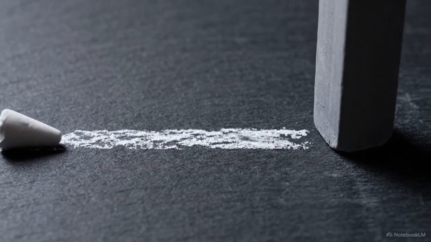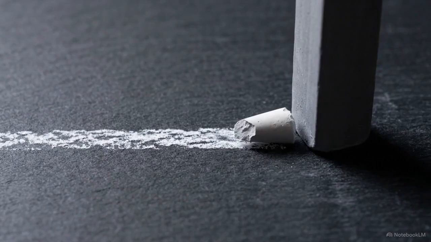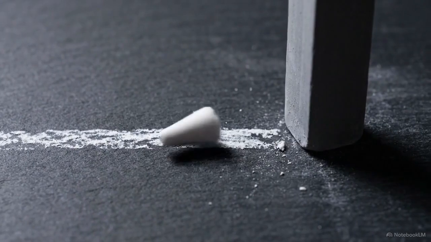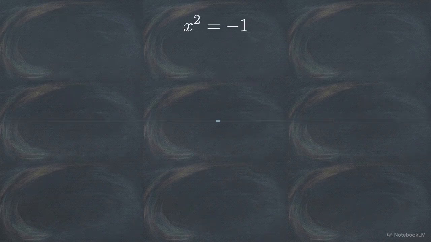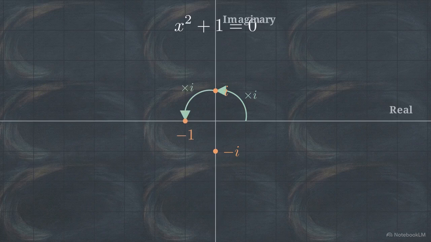Take the quadratic equation, x squared plus 1 equals 0. If you try to solve this on the standard real number line, you hit a wall. Square any real number, and the result is always positive. The math stops. To bypass that barrier, we rotate the axis 90 degrees. We leave the single dimension of the real line and enter the complex plane. Under this new geometry, the roots of that equation exist at positive and negative i.